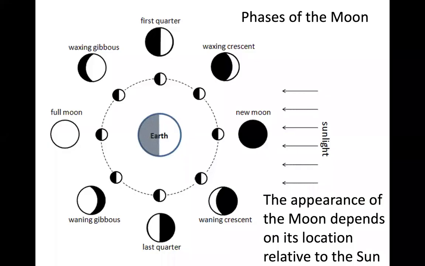Now, the standard picture is this one. We have sunlight coming in from one direction. And we have Earth here, half lit, half dark. Here's the moon. The moon is also half lit, half dark. But which half we see here on Earth depends on where the moon is in its orbit. The moon goes around in a circle.